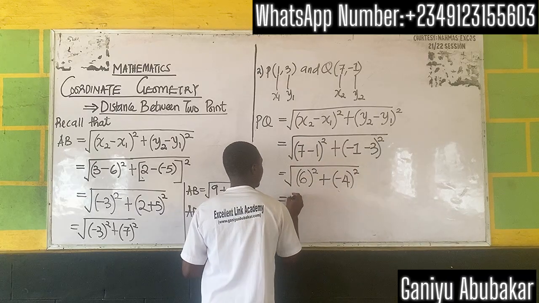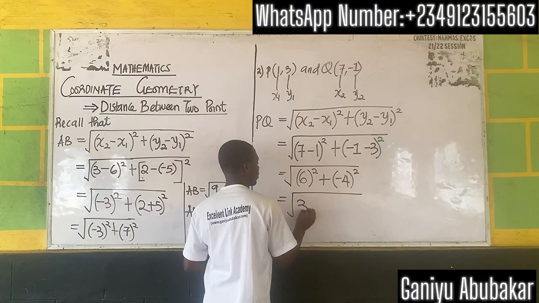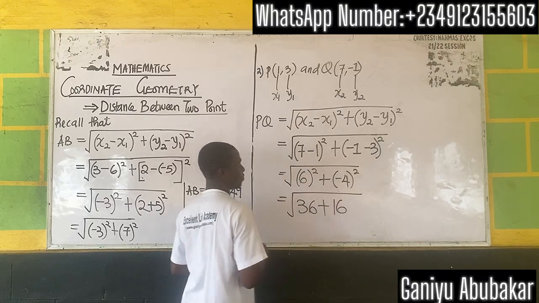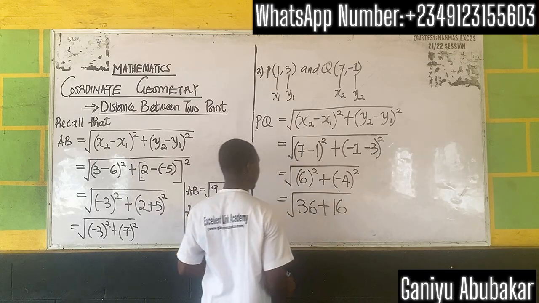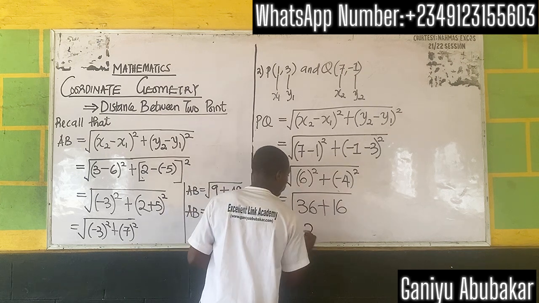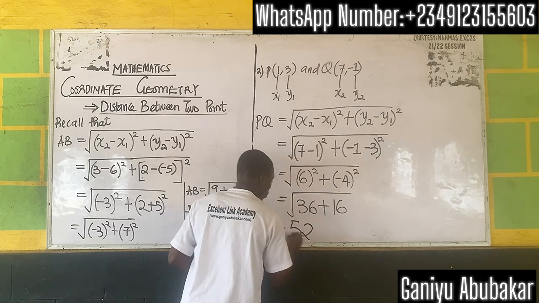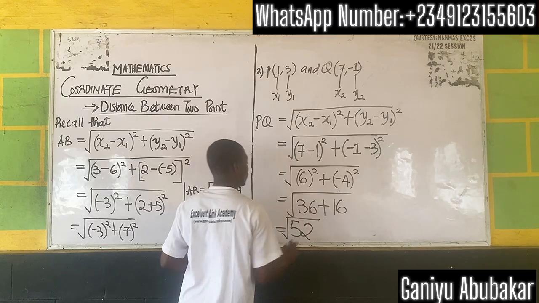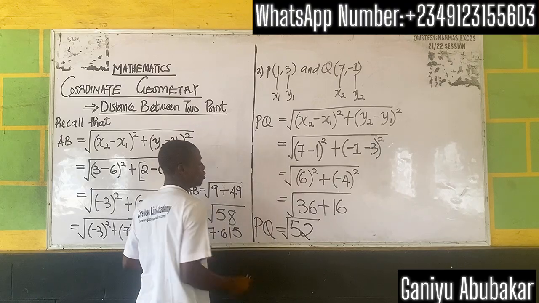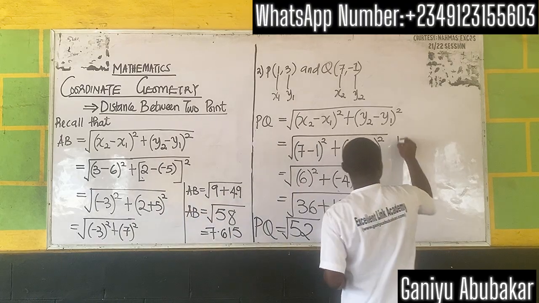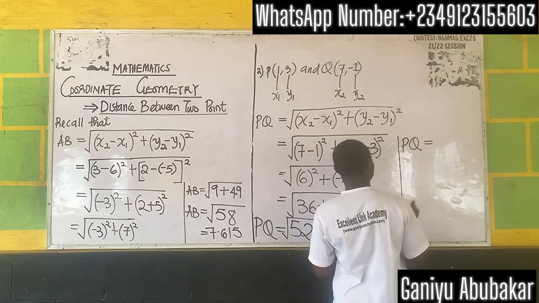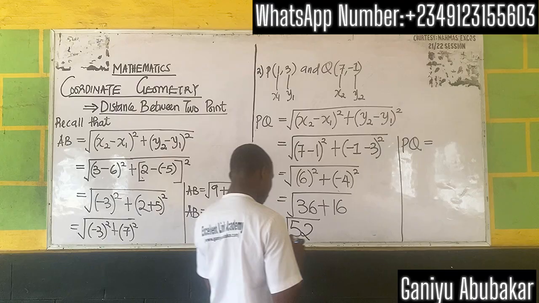This is equal to the square root of 6 squared, which gives you 36, plus minus 4 squared, which gives you 16. From here, this is now equal to 36 plus 16, that gives you 52. Square root of 52. So the distance between points P and Q is root 52. Better still, you can come down here and press root 52.